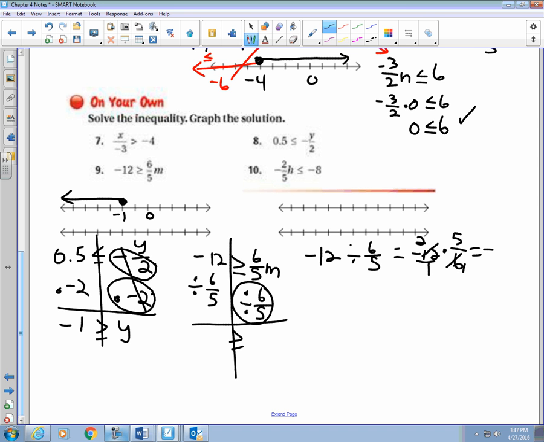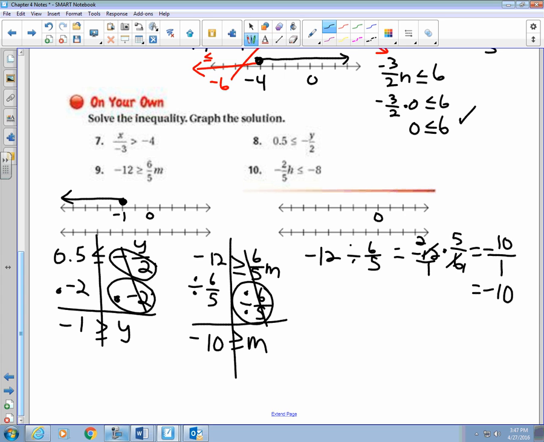And now I can go ahead and multiply. 2 times 5 in the numerator is 10. And 1 times 1 in the denominator is 1. And -10 over 1 is just -10. So I get -10 on this side of my inequality. On the other side, the 6/5 will cancel out, and I just get m. So when I read this from variable towards number, I have m is less than or equal to -10.